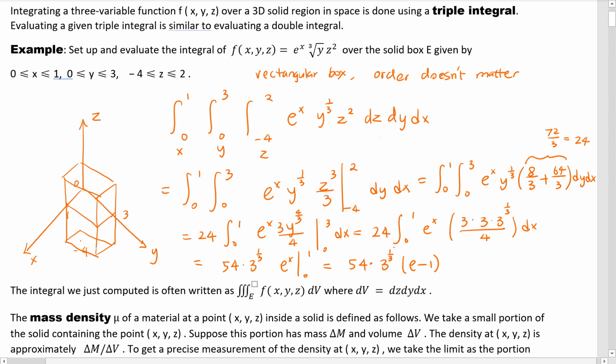Okay. So there's no way you can simplify it. So don't multiply the 54 and 3, okay? This is the cube root of 3. We cannot multiply them together. Okay, so the integral we just computed is often written as the triple integral over the solid E of f of x, y, z dV. So V is the volume differential.